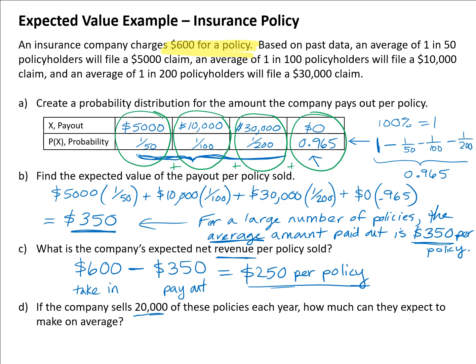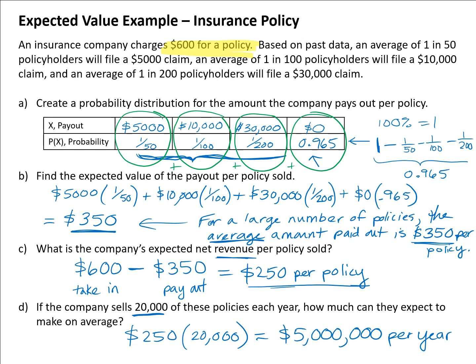So if the company sells 200,000 of these policies each year, how much can they expect to make on average? Well, for each policy, we had $250 coming in on average. Again, it's not exact, but it's what we get on average if we sell many, many policies. If we multiply that by 200,000, we find that they're making $5 million a year from a policy like this, which is a pretty good chunk of change.